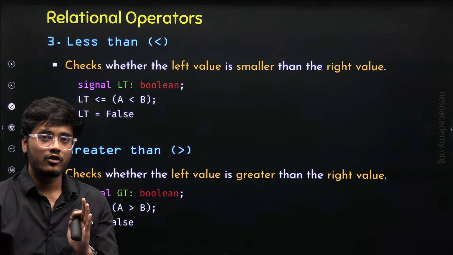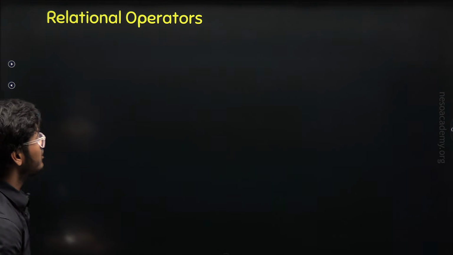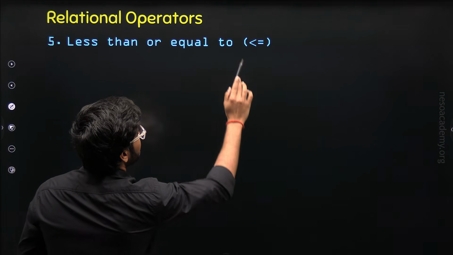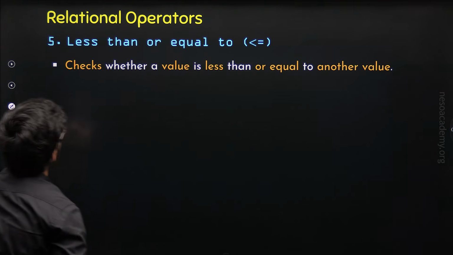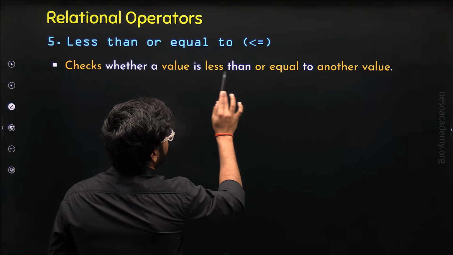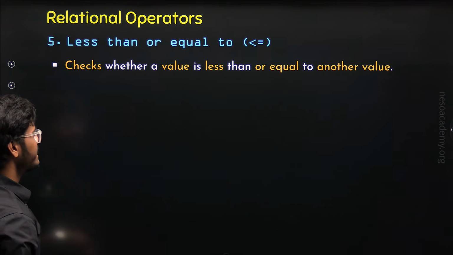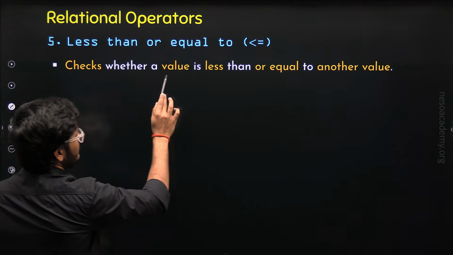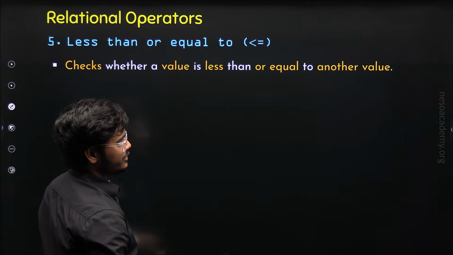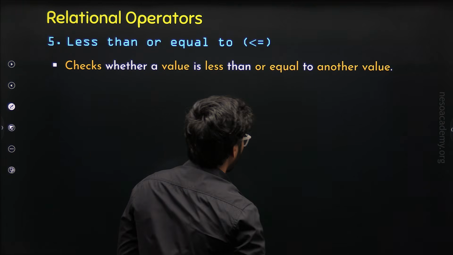So far, we have seen 4 different operators and I hope you understand all of them. Let's see the fifth operator, the less than or equal to operator, represented by the less than equal to symbol. The less than or equal to operator checks whether a value is less than or equal to another value. Means checking two conditions. First, whether the left value is less than the right value. And the second condition is to check whether both values are equal or not.